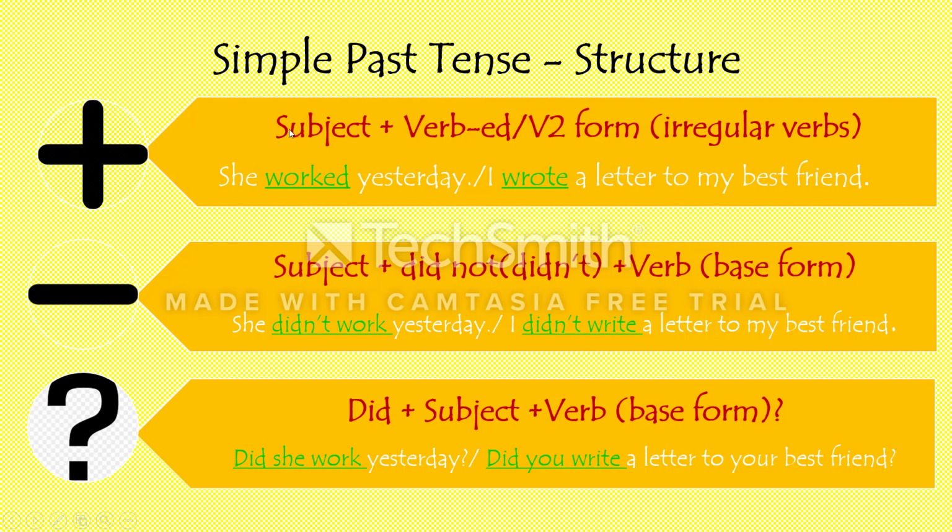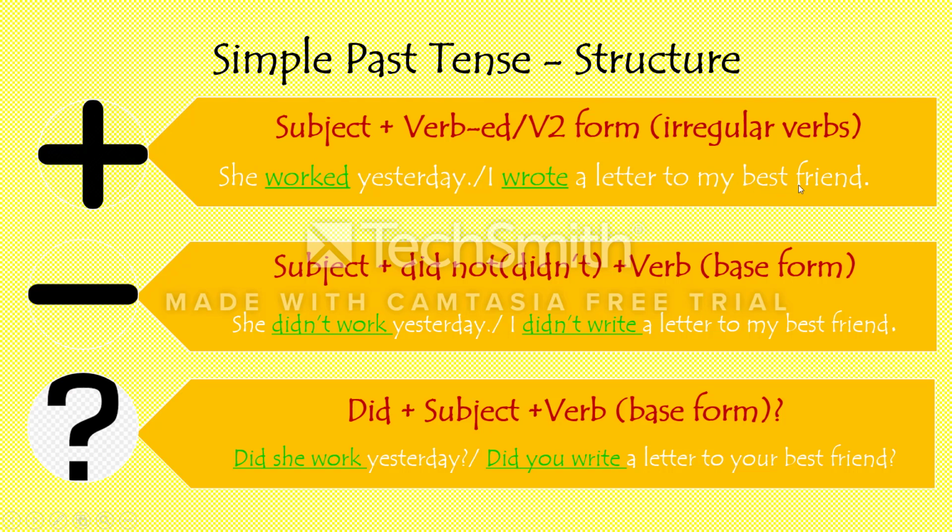First, we will see how we should form positive sentences. We should write subject plus verb with ed ending. This means that you should add ed on regular verbs, but when we are talking about irregular verbs, we are using the second form of that verb or the second column. So we have here examples for both types of verbs. She worked yesterday. Work is regular, so we add ed.